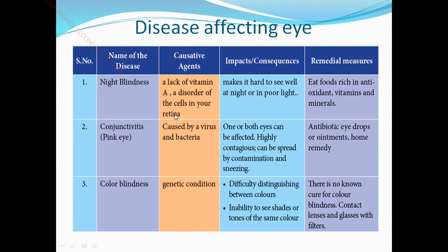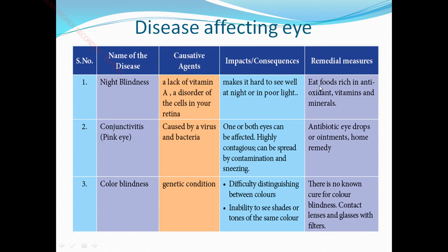So retina is the outer covering of the eye. If there is a lack of vitamin A, the cells will be damaged in our retina. So what are the impacts caused by it? It makes it hard to see well at night or in dim light, so we cannot see at night time.